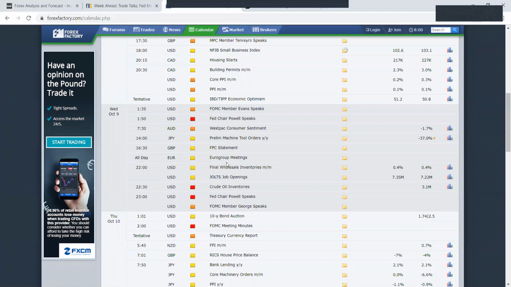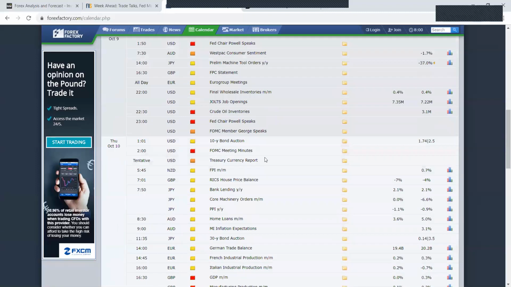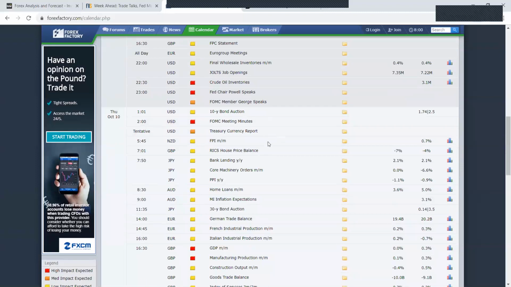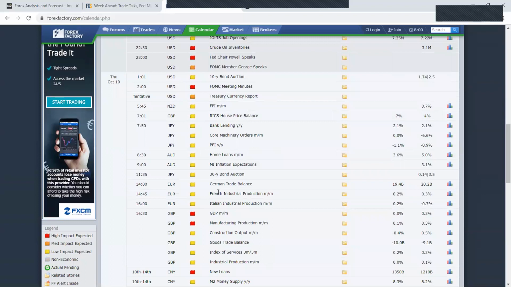Kasi once you're stressed, you're gonna be making wrong decisions and you don't want that. Alright? Thursday, we're looking at more major news sa US and we will have some major news sa GBP. Ito yung magiging GDP na malalaman natin. So according to the forecast, pabagsak siya by 0.3%. So, titingnan natin kung totoo ba yung forecast nila or it may change.